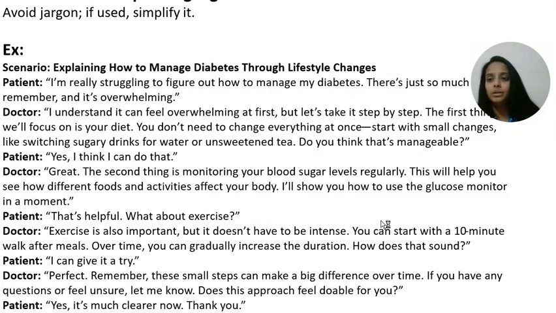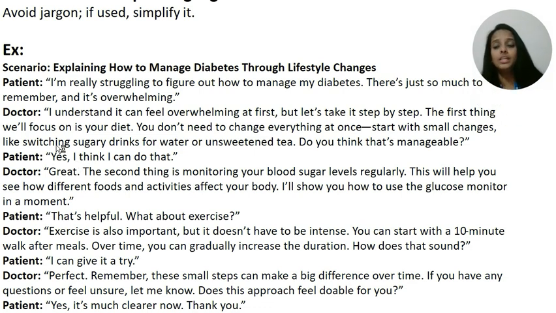Let's see an example here. Here is a scenario where the doctor is explaining how to manage diabetes through lifestyle changes. The patient is saying like this: I'm really struggling to figure out how to manage my diabetes. There's just so much to remember and it's overwhelming. I understand it can feel overwhelming at first, but let's take it step by step. The first thing we'll focus on is your diet. You don't need to change everything at once. Start with small changes like switching sugary drinks for water or unsweetened tea. Do you think that's manageable?